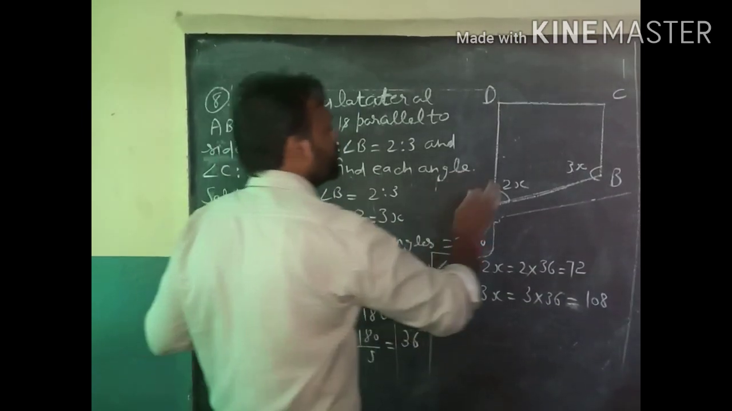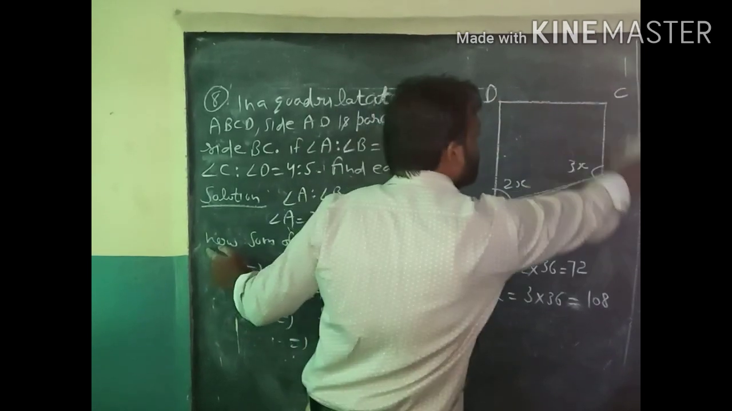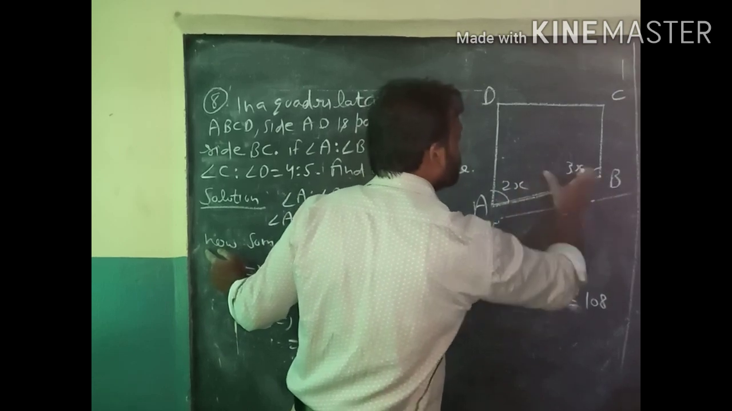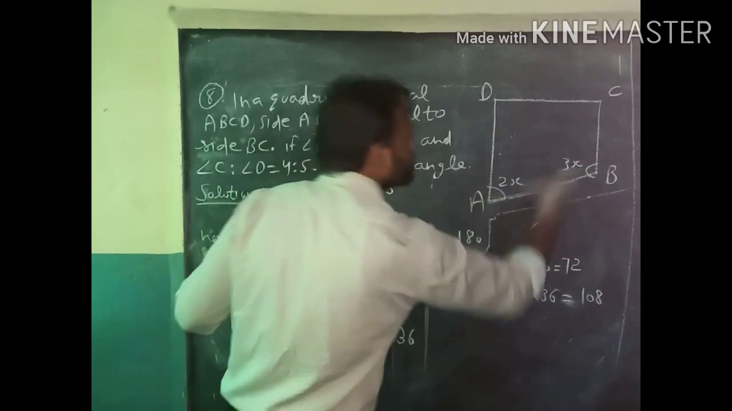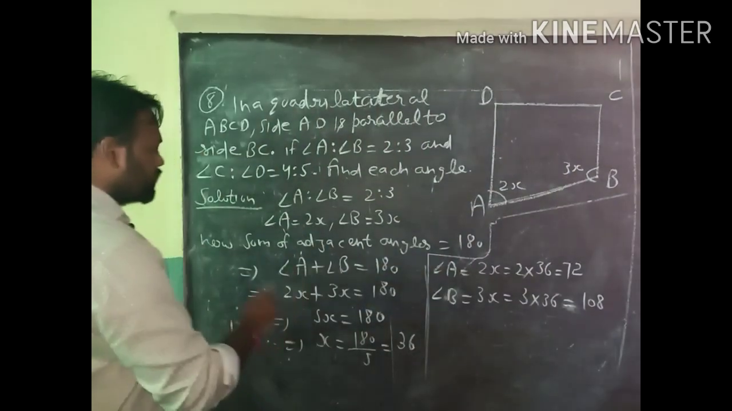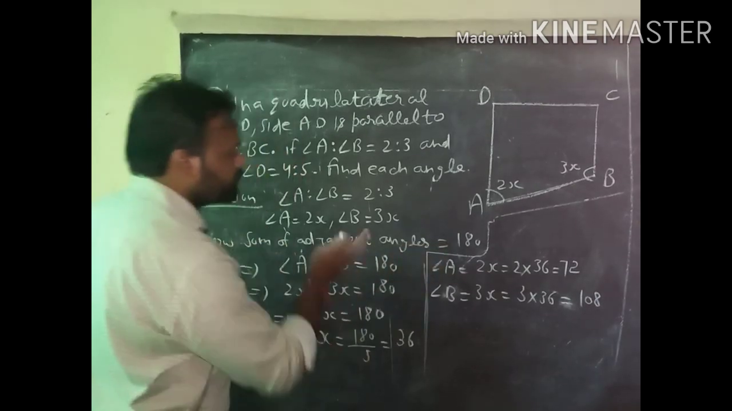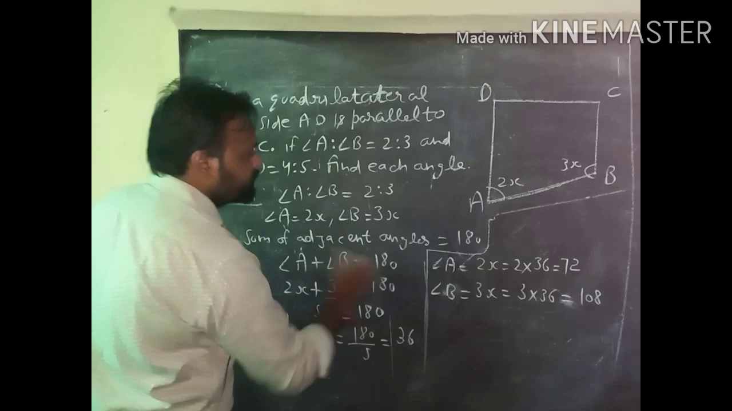So keep this in your mind: when the lines are parallel, like AD is parallel to BC, then the sum of angle A and angle B is equal to 180. These angles are called adjacent angles. Now the sum of adjacent angles is equal to 180, so we will use this property here. Angle A plus angle B is equal to 180.